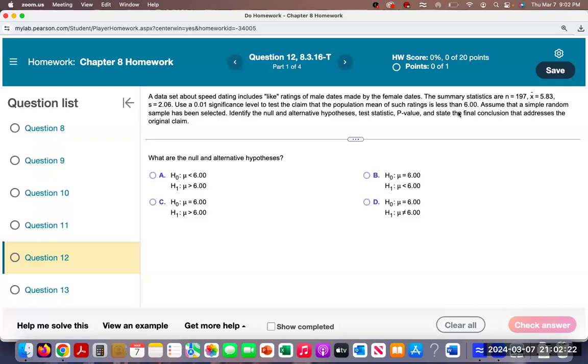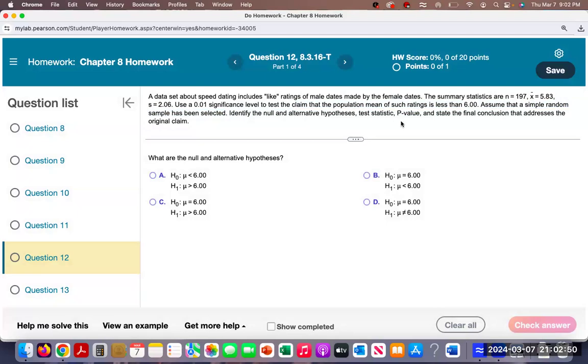The first condition is that the sample must be a simple random sample, and that's true here. The second condition is either the population is normally distributed or the sample size is greater than 30. Our sample size is greater than 30, it's actually 197. Since both conditions are met, we can test the claim about the mean.